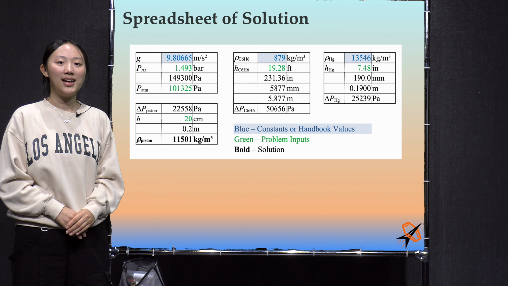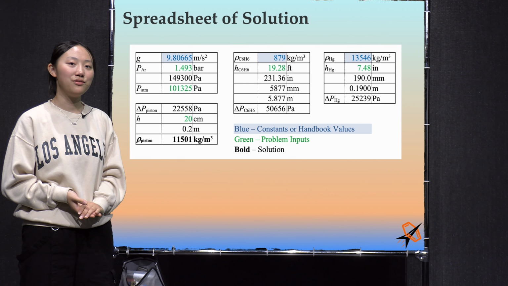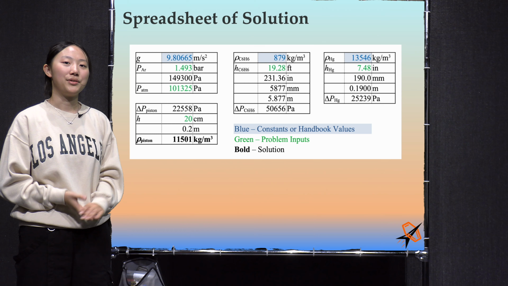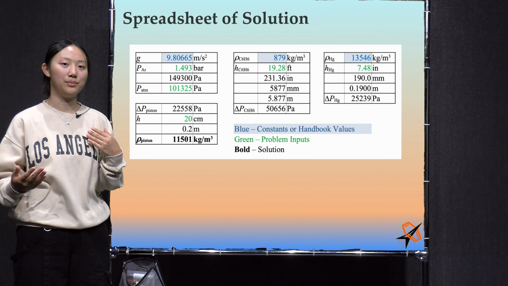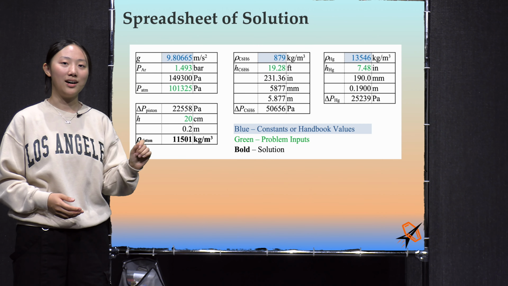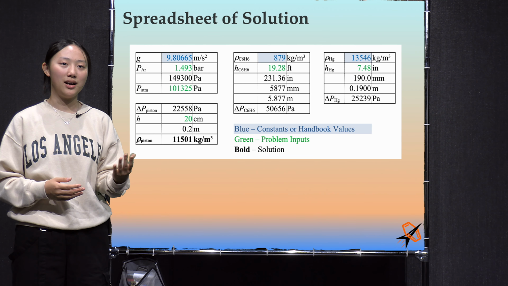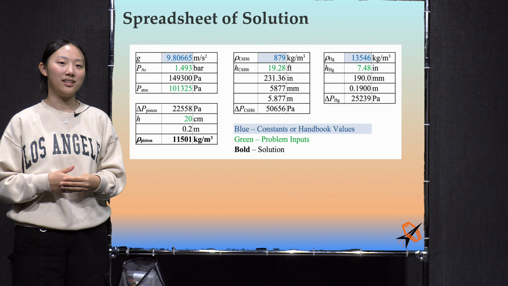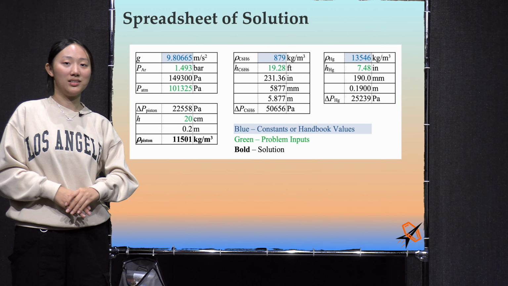A similar process for the mercury gives the height in inches, then millimeters, which incidentally is millimeters of mercury or torr, and finally meters, which by ρgh gives us the pressure of mercury as 25,239 pascals. We could also have done this calculation by using the conversion that 760 millimeters of mercury is equal to 1 atmosphere, or 101,325 pascals. We then calculate delta P of the piston, from which we get that the density of the piston is 11,501 kilograms per meter cubed.